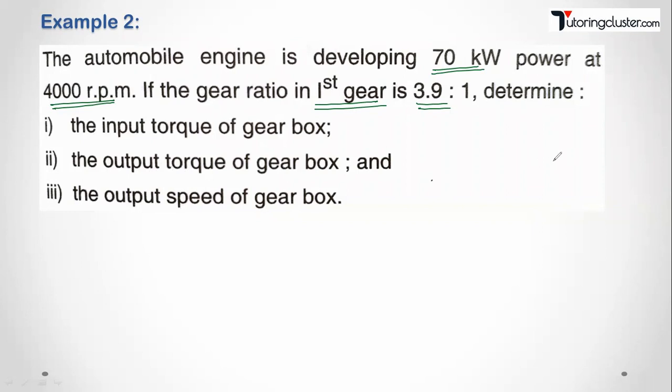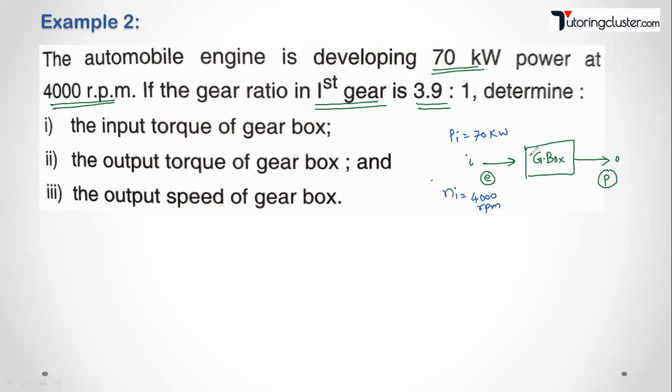Okay. Simply gearbox का एक picture निकाल लेते हैं. This is your gearbox. Input it is from engine, output it is going to the propeller shaft. This is the input side, output side. So क्या क्या दिया है एक बार लिख लेते हैं. So PI is given to you. What is PI? 70 kilowatt. Then speed is given. NI it is 4000 rpm.